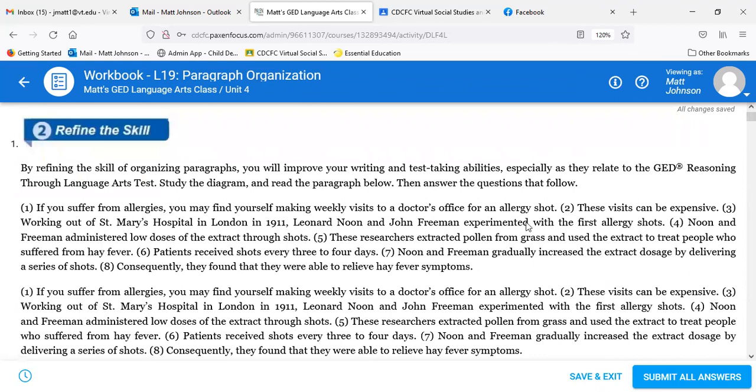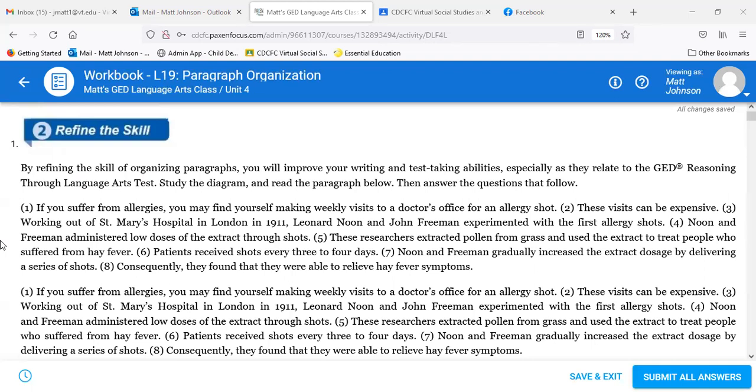So let's take a look here. What we have here, it says, if you suffer from allergies, you may find yourself making weekly visits to a doctor's office for an allergy shot. These visits can be expensive. Working out of St. Mary's Hospital in London in 1911, Leonard Noon and John Freeman experimented with the first allergy shots. Noon and Freeman administered low doses of the extract through shots. These researchers extracted pollen from grass and used the extract to treat people who suffered from hay fever.